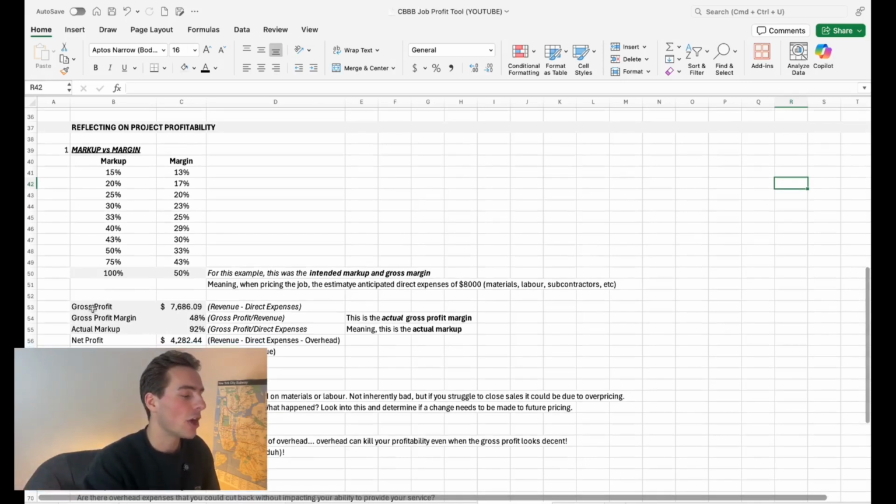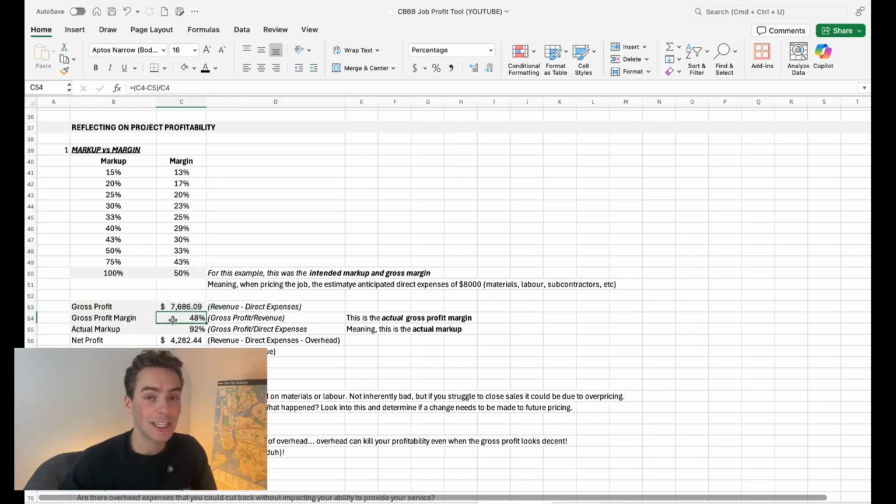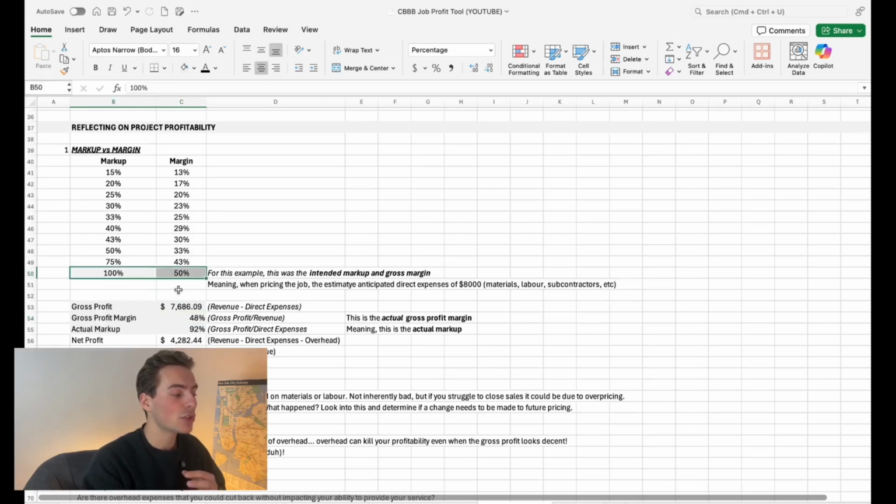So here in this job, you have a gross profit of $7,600. That is your revenue, the 16 grand, minus your direct expenses, the 8.3 or whatever it was. Gross profit, 7.6 grand. And what that means as a gross profit margin is 48%. Here, you can see the relationship between margin and markup. If you are marking up your projects at 100%, your gross profit margin should be 50%. If you're marking your projects up at 50%, your gross margin should be 33%.